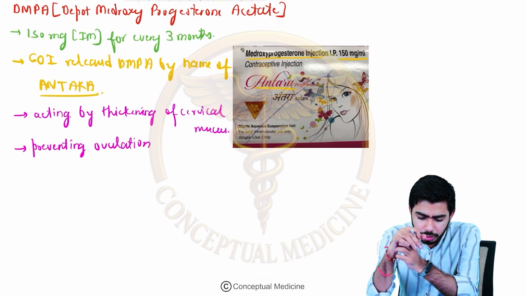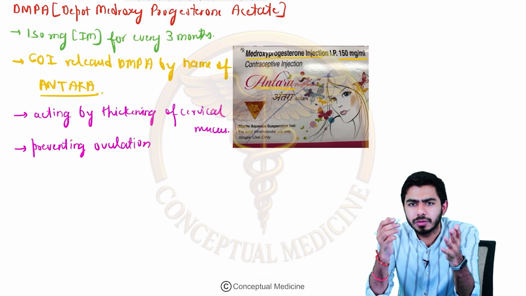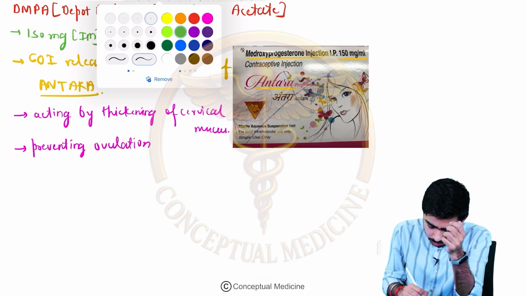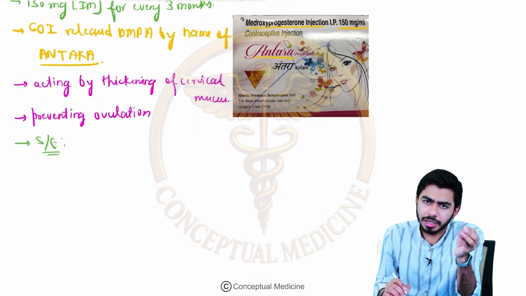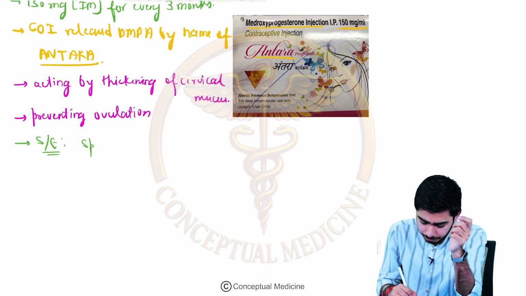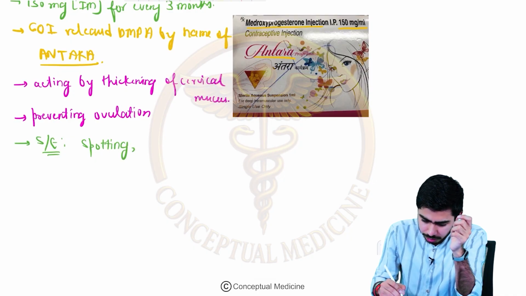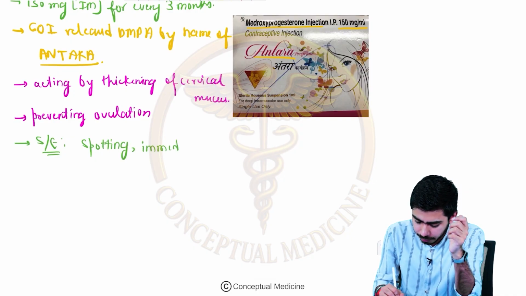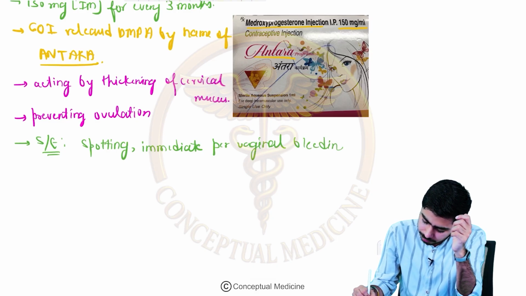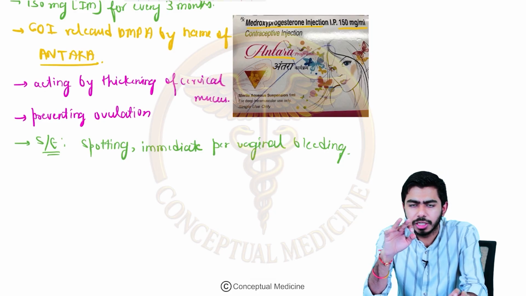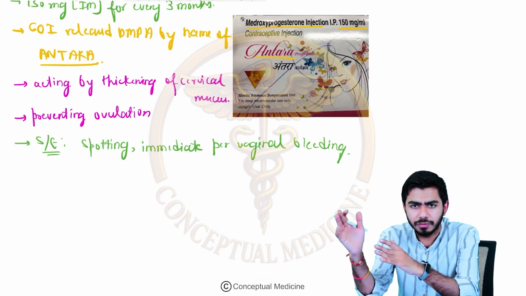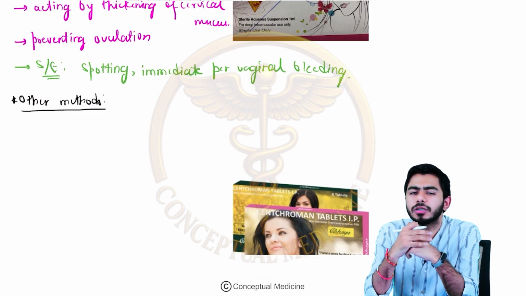Now one more thing: what could be the disadvantages or side effects of Antara? In some patients there could be spotting, or in some patients there could be immediate PV bleed. PV means per vaginal, so immediate per vaginal bleeding might be seen. Again, it is not very common, but we should know about that. So that is about Antara, the injectable available from the Government of India. Now let's talk about some other methods of contraception.